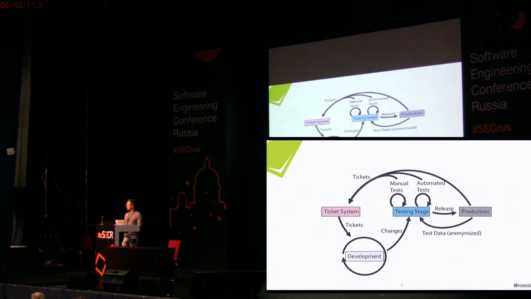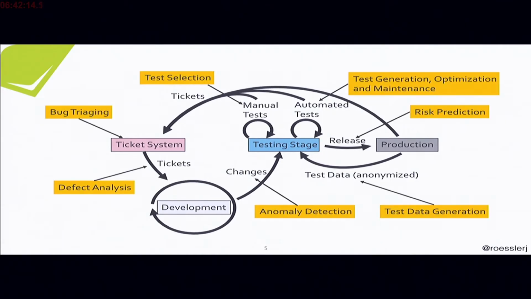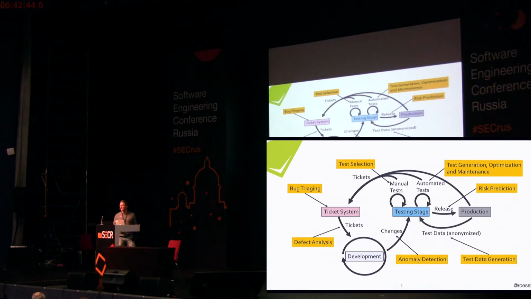Actually, it turns out there are quite a couple of situations where we could use AI. So for instance, we could use AI for bug triaging. If you have a large ticket system, like Microsoft or Facebook or any large company, then you have hundreds of bugs that are registered per day. And it turns out that about 25% of these bugs are duplicates. So if you have a system that detects those duplicate bugs, then you have an instant saving of 25% of effort.